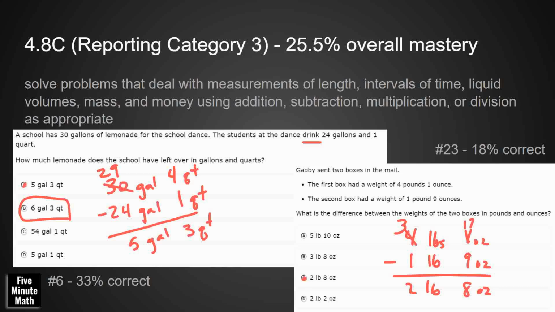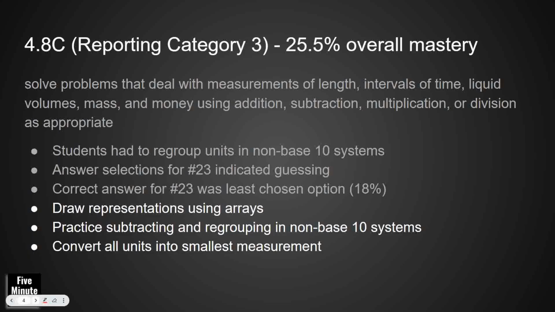But on number 23, I mean, every other answer was chosen more than this. This was the least chosen answer. So let's see why exactly our students did that. So they had to regroup in these non-base 10 systems. They also could have drawn pictures, right?